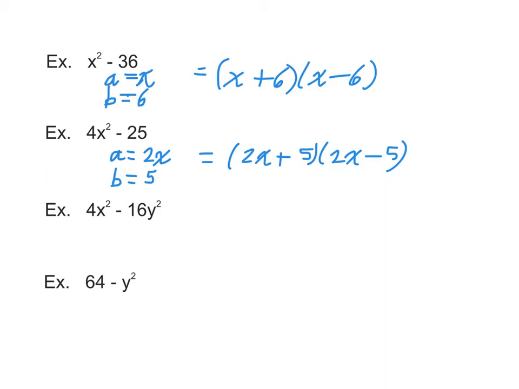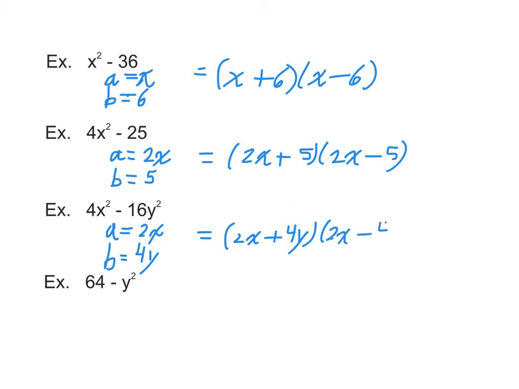For the next one, we have the same a value as previously. We know that a is going to be 2x, but then b has a letter in it. Something was squared to produce 16y squared. That was 4y. So our factorization is a plus b, or 2x plus 4y, times 2x minus 4y.